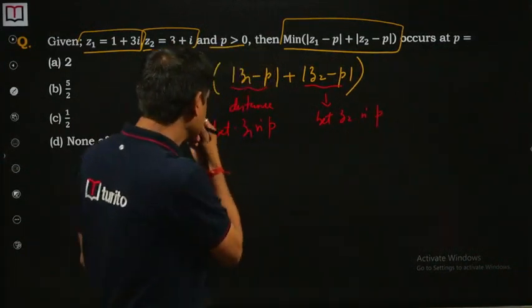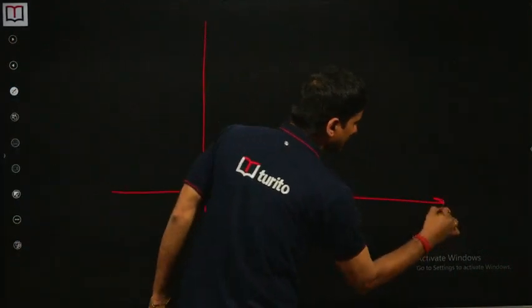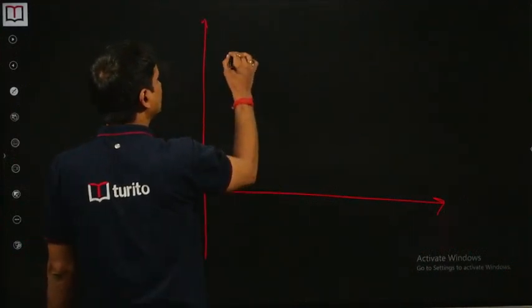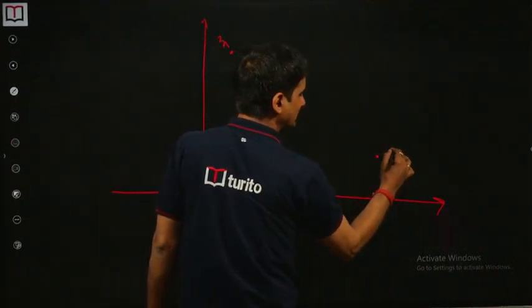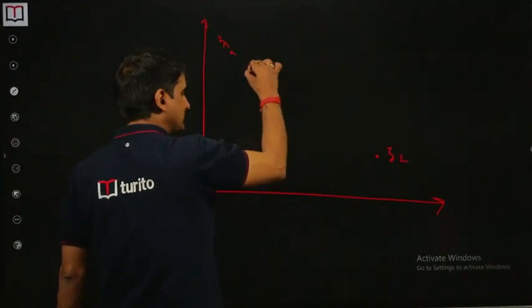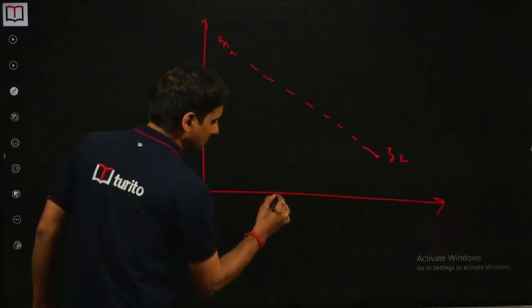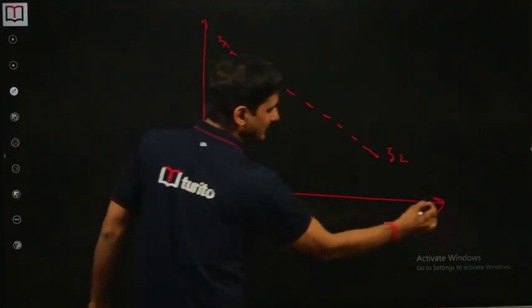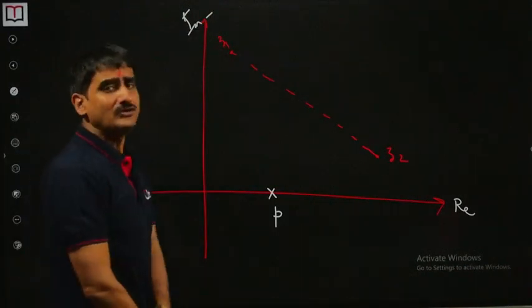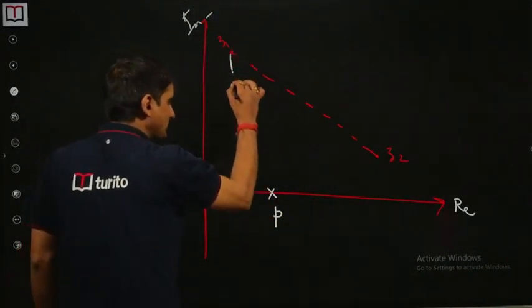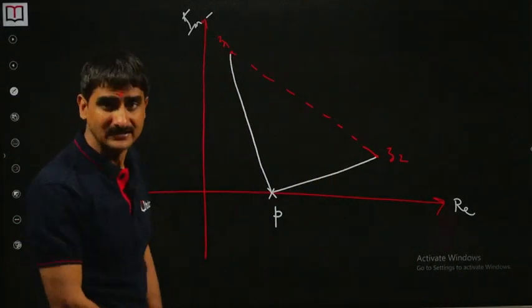So when can this sum of distances be minimum? One point is (1, 3), let's say this is Z1, and another is (3, 1), let's say this is Z2. That's your Z1 Z2 joining this, but P is somewhere on the real axis. This is the real axis on the Argand plane, this is our imaginary axis. We need the minimum value of the sum of these two distances, isn't that?